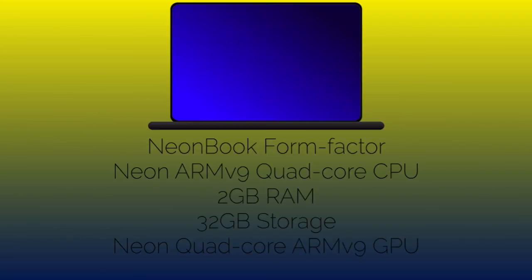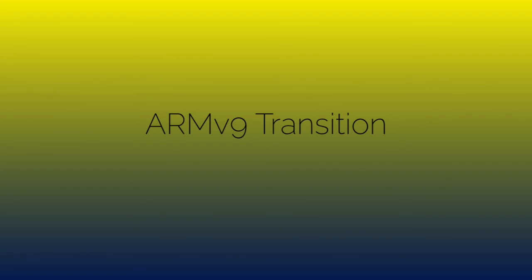And we have a developer testing device. It's the Neon Bug form factor with a quad-core ARM V9 CPU. It has 2 gigs of RAM that are unified memory, so it's much faster, and we're trying this out with ARM V9 devices. 32 gigs of storage and a quad-core ARM V9 GPU. So that's the ARM V9 transition.